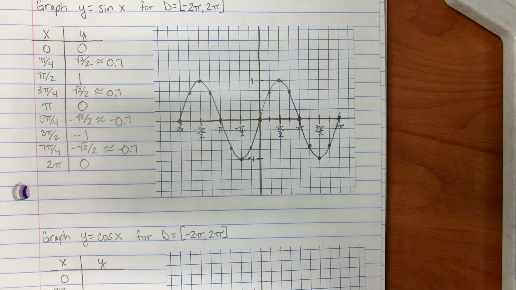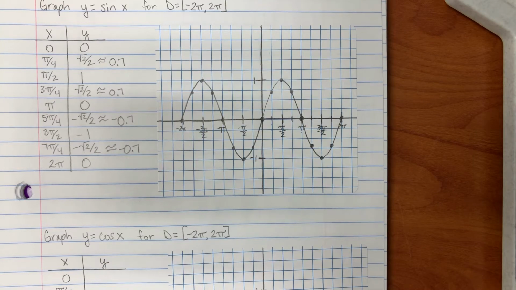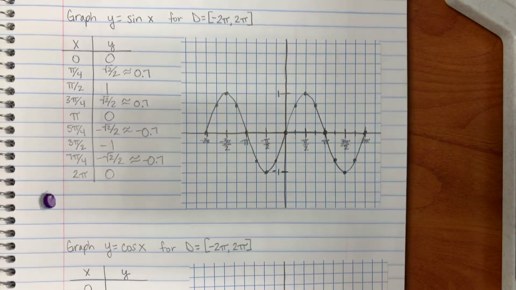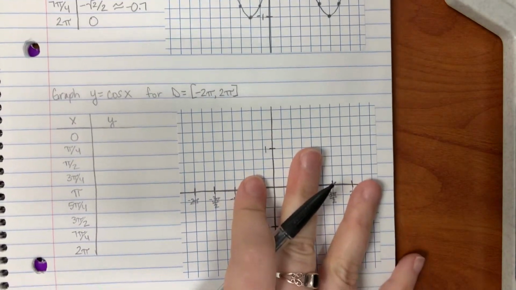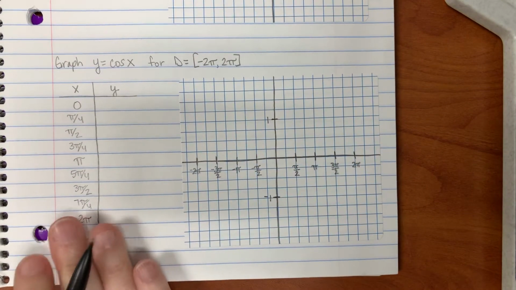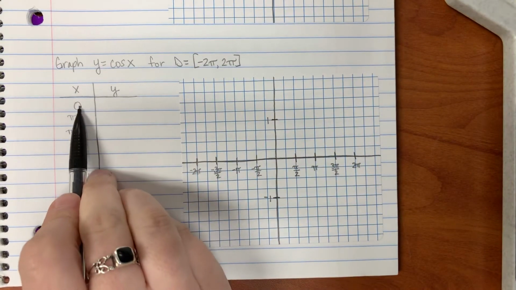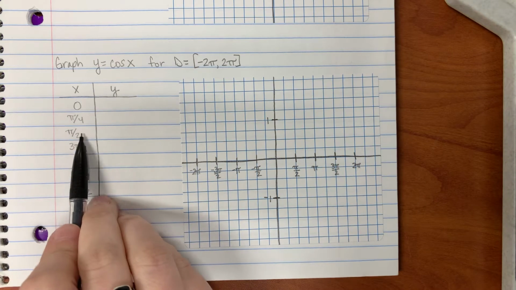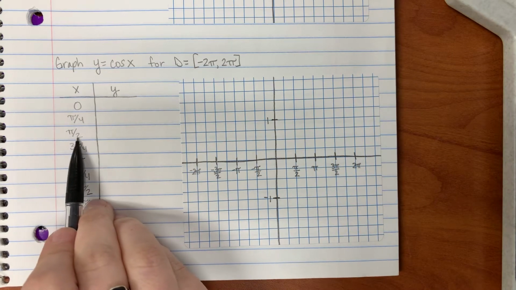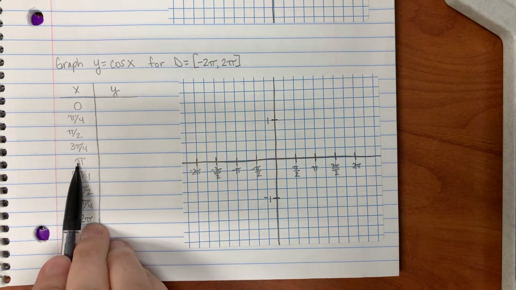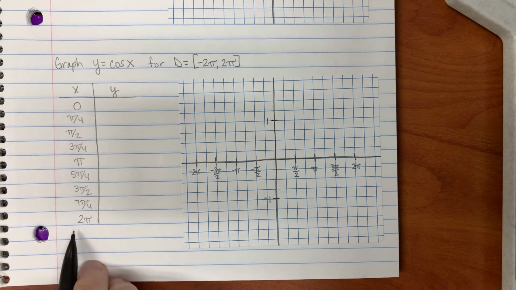So that's what my sine curve looks like. Cosine is pretty similar to that. So when I look down at my table, I did the same thing. I said I'm going to count by fourths. So 0, pi over 4, 2 pi over 4, which is the same thing as pi over 2, 3 pi over 4, 4 pi over 4, 5 pi over 4, and so on.